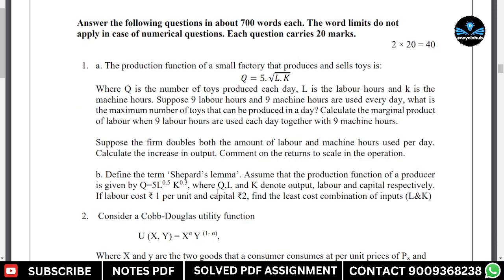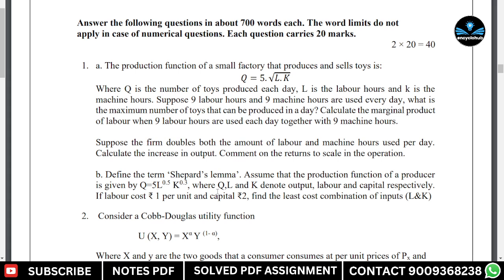Now we are discussing question number 1. The production function of a small factory that produces and sells toys is given, where Q is the number of toys produced each day, L is the labor hours, and K is the machine hours. Suppose 9 labor hours and 9 machine hours are used every day. What is the maximum number of toys that can be produced in a day? Calculate the marginal product of labor when 9 labor hours are used each day together with 9 machine hours.